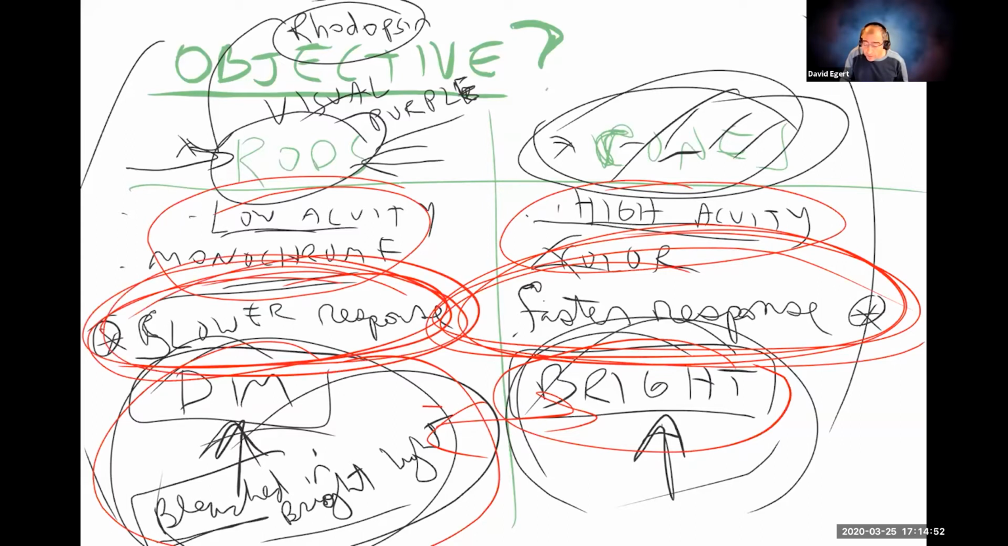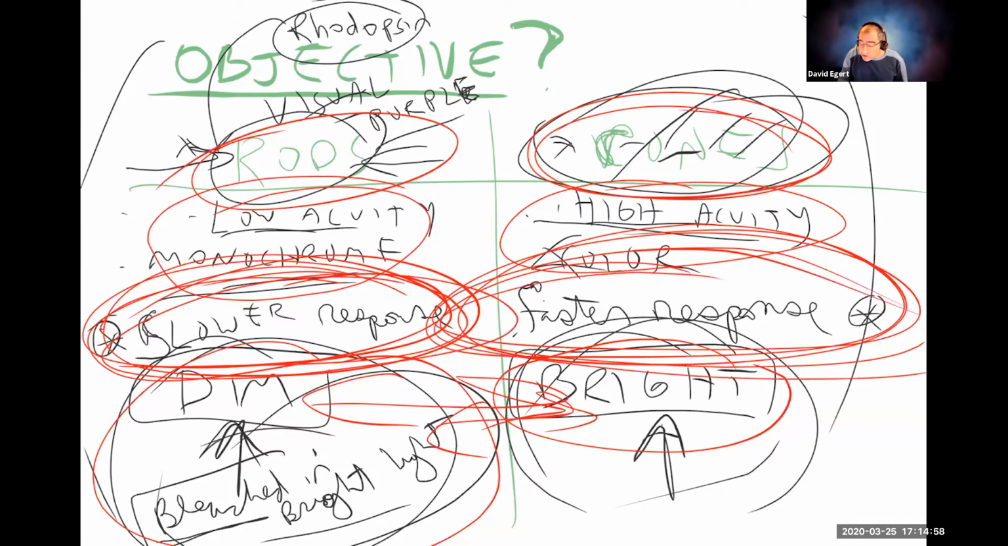This response thing is what we're going to be able to play with today. As we go between dim and bright, which takes us between rods and cones, we should be able to see some evidence of the slower and faster response. So what we're going to do is look at a visual reflex.